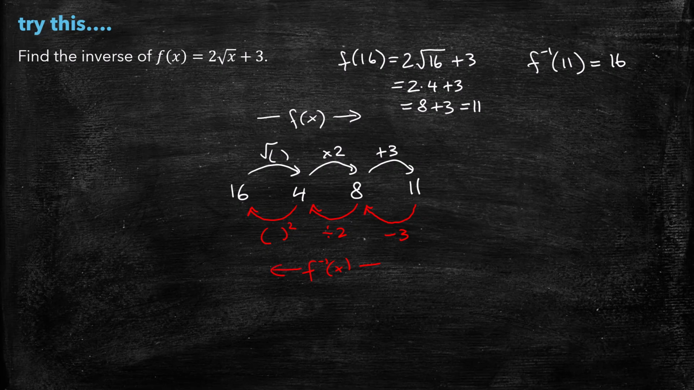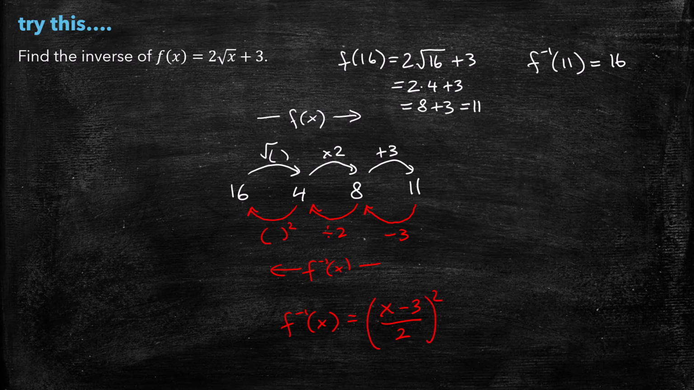If we think about it, let's try and just create this function. So this says take whatever the input is. The input here was 11, but let's just call that x instead. Whatever the input is, x, the first thing we do is subtract 3, then we divide by 2, and then we square the answer.